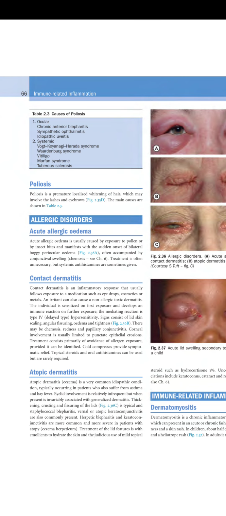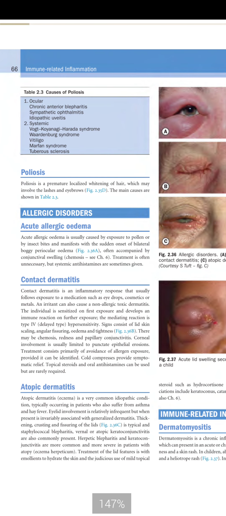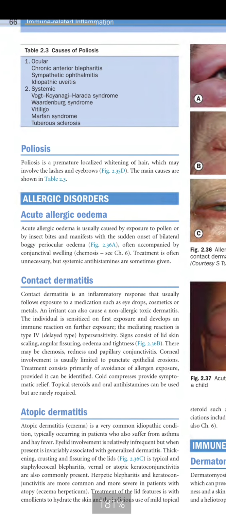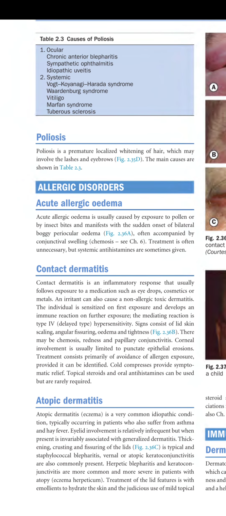So now we are going to discuss some allergic disorders. Acute allergic edema. Basically, allergy is due to sensitivity to some normal thing that is present in the environment. Acute allergic edema is usually caused by exposure to pollen or by an insect bite and manifests with the sudden onset of bilateral boggy periauricular edema, often accompanied by conjunctival swelling, which is called chemosis. Treatment is often unnecessary, but systemic antihistamines are sometimes given.